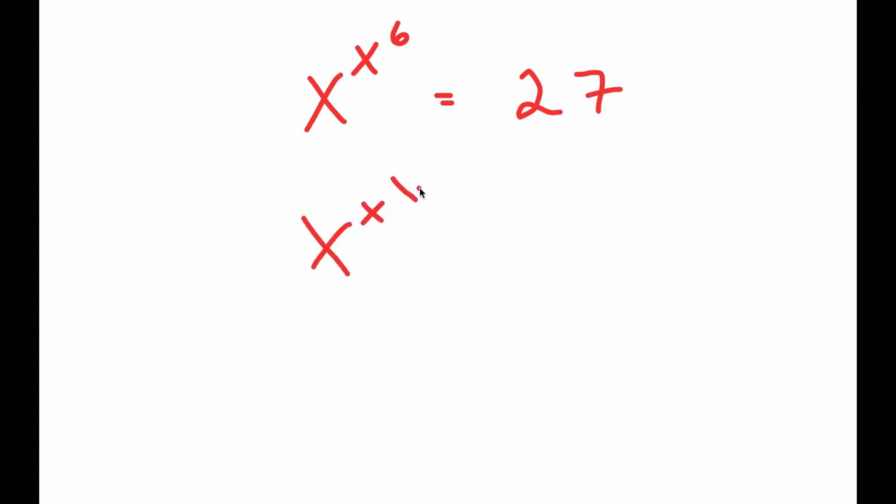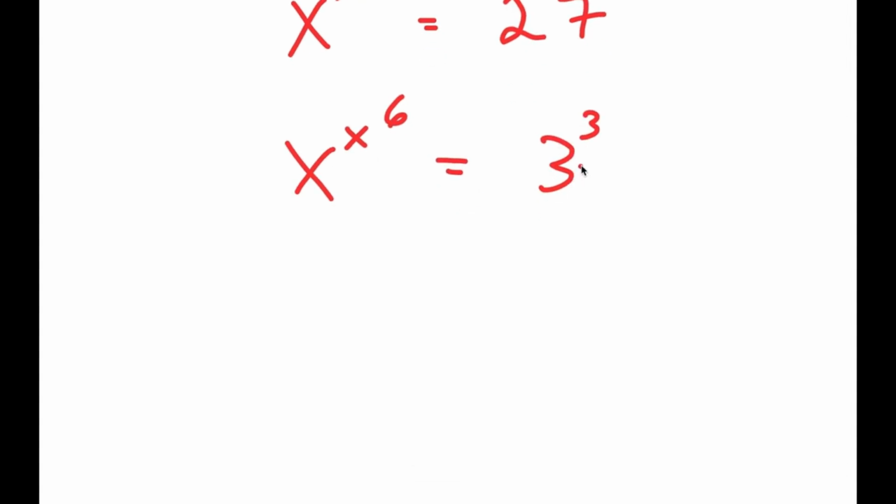Alright, so in this video, I'm going to solve the equation x to the power of x to the power of 6 is equal to 27. So to solve this, I'm going to first rewrite this as x to the power of x to the power of 6 is equal to 3 to the power of 3.